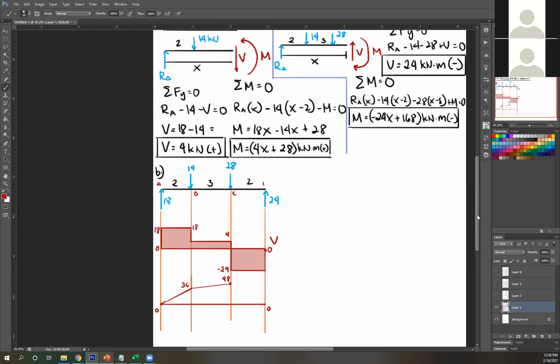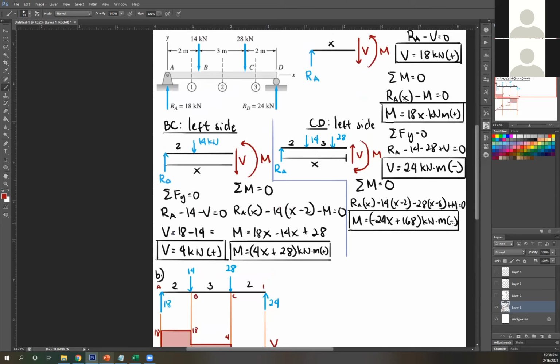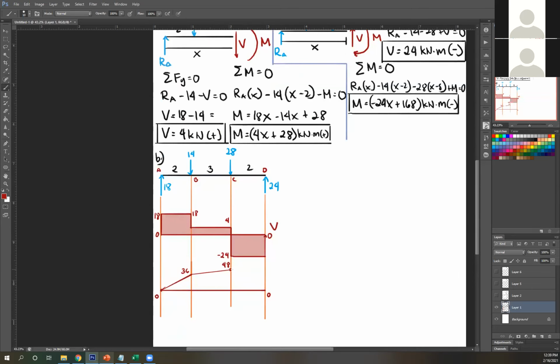And then next, let's look at this equation. It's negative, therefore downward slope, and it's negative 24x plus 168. So negative 24x is 4, 3, 4, 5, 6, 7. So negative 24 times 7, 168. Negative 168 plus 168 is 0. So that's another indication if your moment equation is, or your moment diagram is correct. If you start at 0 and end at 0. That's how you draw it.